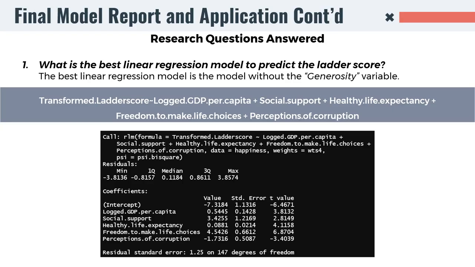The first research question we had was: what is the best linear regression model to predict the ladder score, or the happiness score? From the line below, we can see that the model without the generosity variable was the best to predict the ladder score, because using stepwise regression we were able to remove the non-essential variables. From the R output below, we can see the parameter estimates and their standard errors.